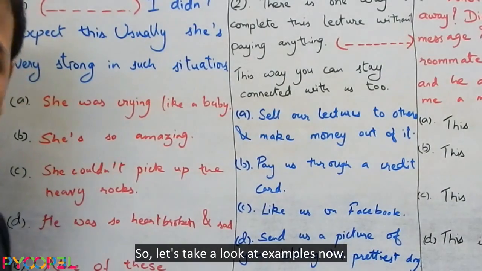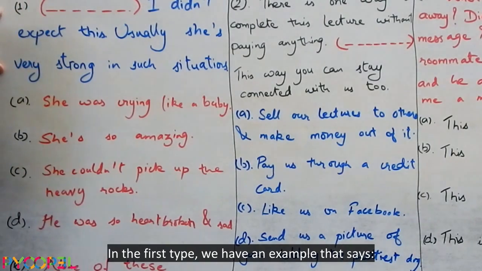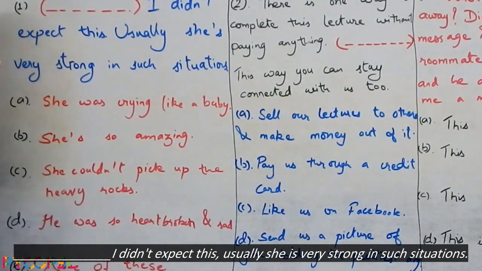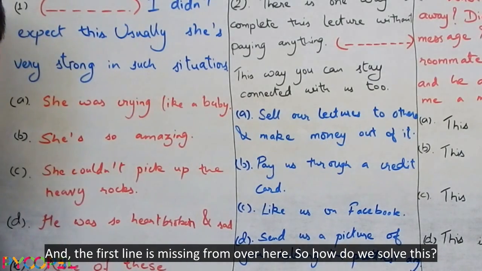So let's take a look at examples now. The first type, we have an example that says, I didn't expect this. Usually she's very strong in such situations. And the first line is missing from over here. So how do we solve this?